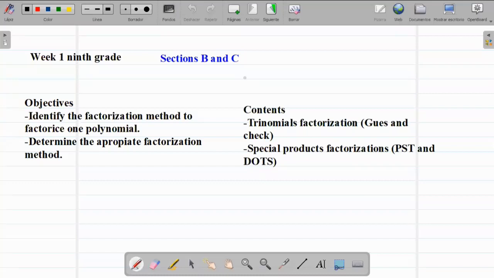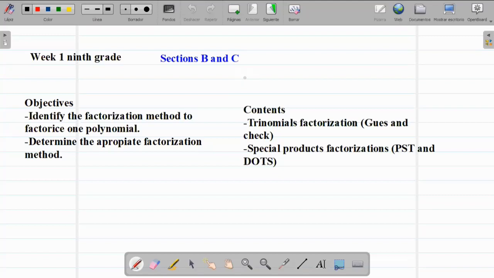I'm recording these classes. I don't know how the situation will be during this week, so that's why I'm preparing this video for you. This will help us understand better some of the topics that we need to conclude about the factorization methods. So for this first week, 9th graders, sections B and C, we have the next objectives.